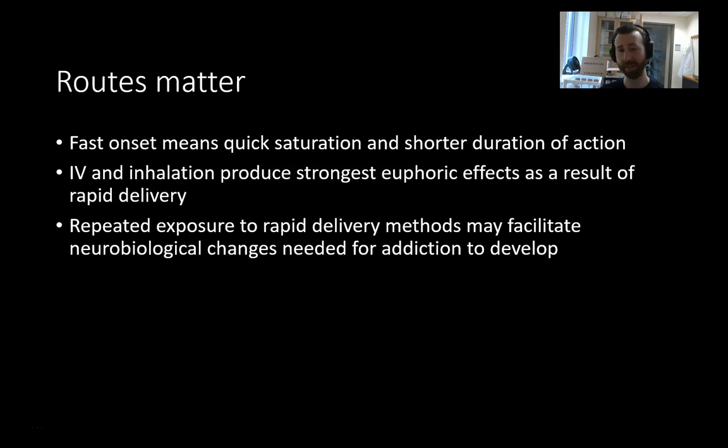So things like IV and inhalation routes produce the strongest euphoric effects because of the rapid delivery. And because of this method of administration, repeated exposure and thus rapid delivery repeatedly can facilitate those neurobiological changes that are needed for addiction to develop. So administering things in a way that's going to result in rapid, hard-hitting delivery repeatedly is going to facilitate addiction development. And we'll talk about exactly how some of that works later on in this unit.